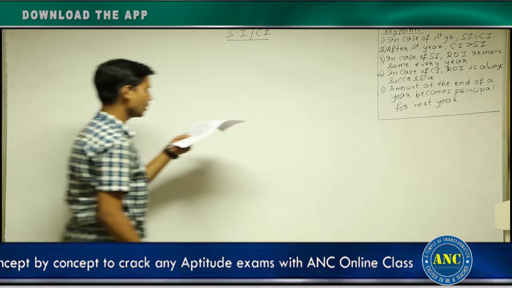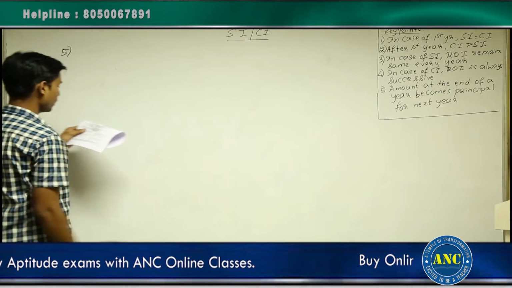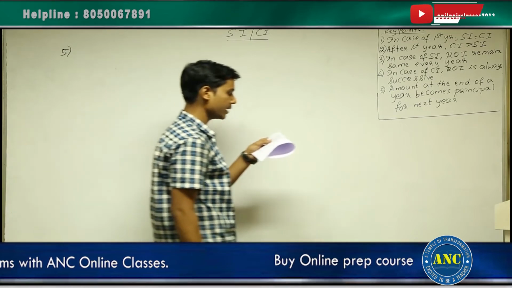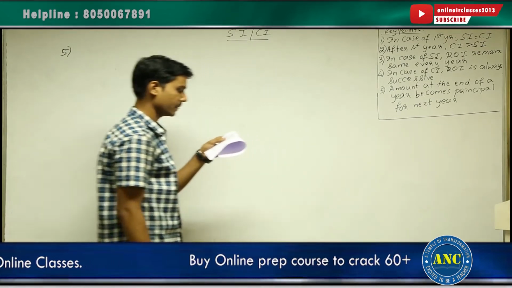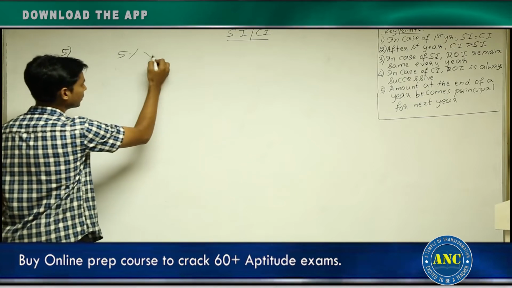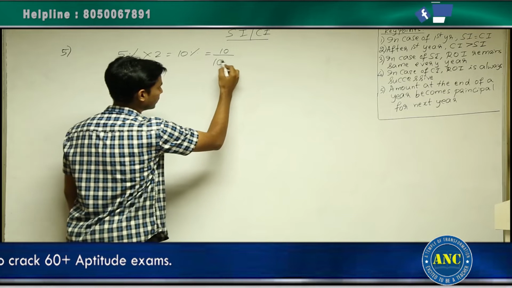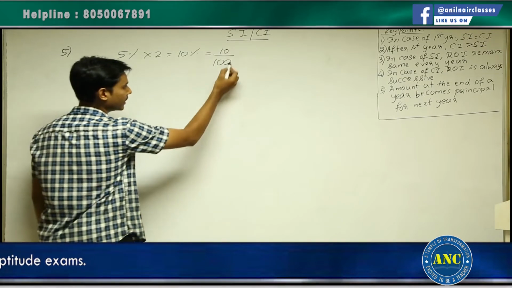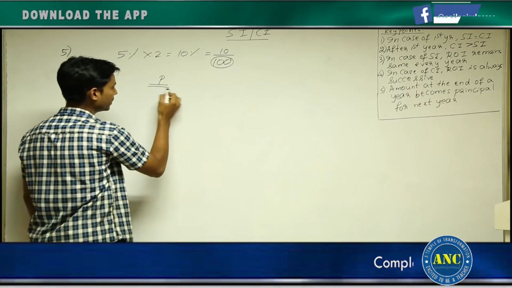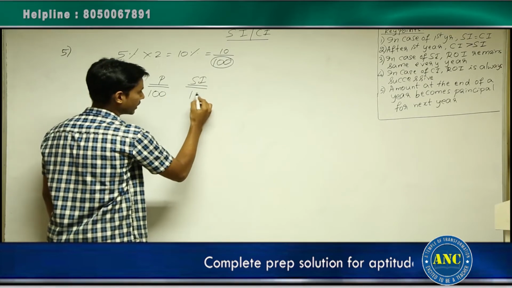Fifth question. What is the present worth of rupees 550 due in 2 years at 5% simple interest per annum? For 2 years at 5%, what is the effective rate of interest? 10%, that is 10 by 100. That means if the principal is 100 rupees, the interest will be 10 rupees. I am giving you 10 rupees extra.